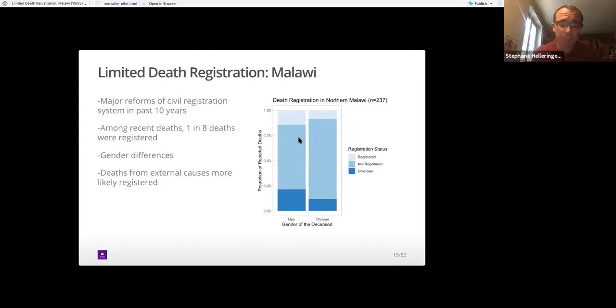And there were particularly stark differences in registration due to the cause of death. Deaths from external causes, from accidents, homicides, suicides were much more likely to be registered than deaths from other causes. So this is a typical example of a registration system that's incomplete and largely biased in the events it records.